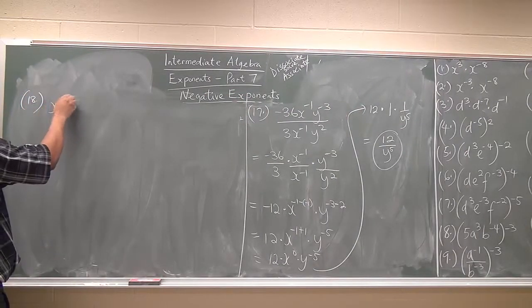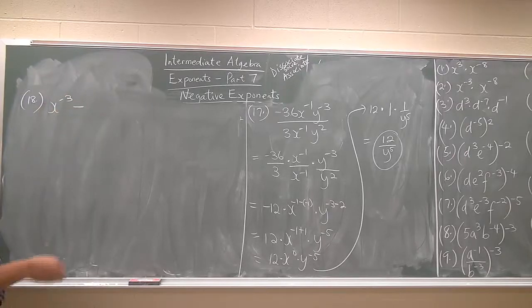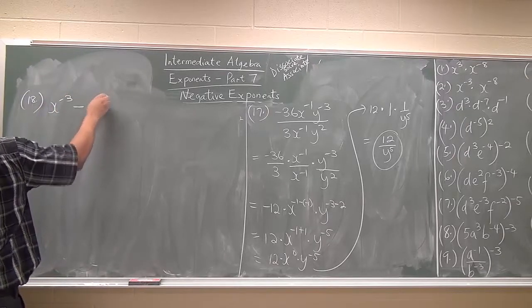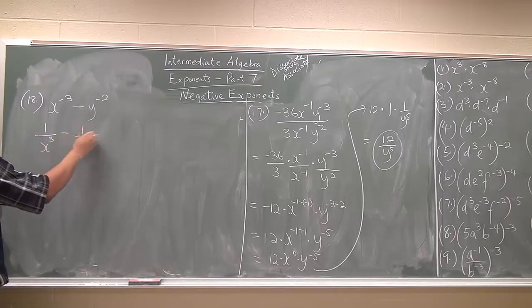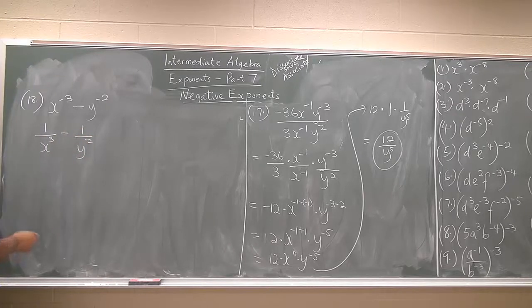X to the negative 3 minus y to the negative 2. This will be 1 over x cubed minus 1 over y squared. If you like the vertical method, we can do it the vertical method. Whichever method you like is fine. If you want to do the vertical method, we have 1 over x cubed minus 1 over y squared.